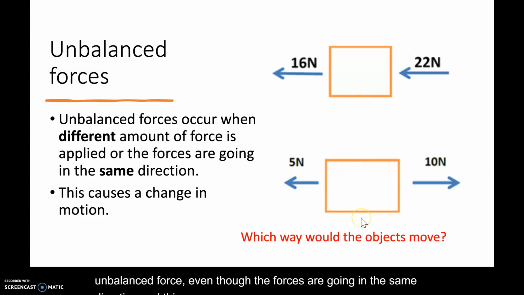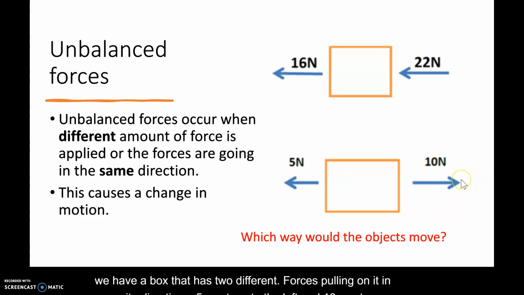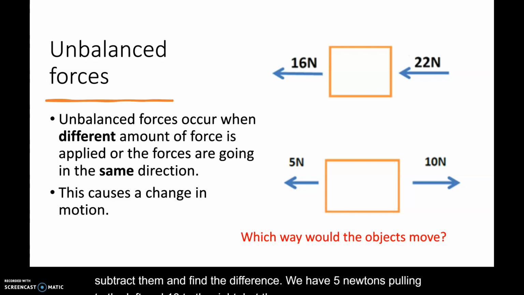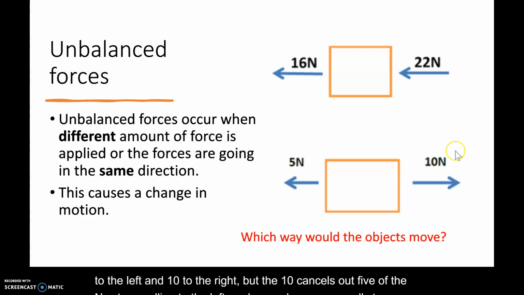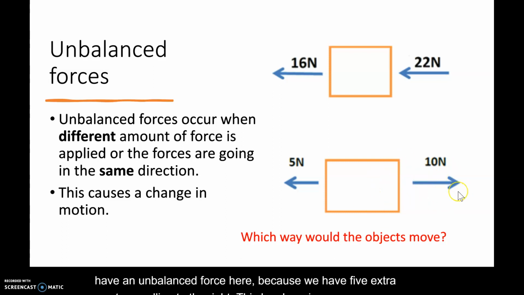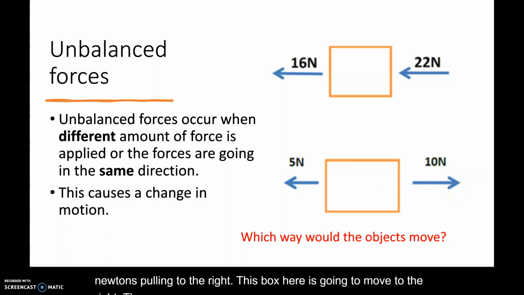In this second example here, we have a box that has two different forces pulling on it in opposite directions, 5 newtons to the left and 10 newtons to the right. When they're pulling in opposite directions, we have to subtract them and find the difference. We have 5 newtons pulling to the left and 10 to the right, but the 10 cancels out 5 of the newtons pulling to the left, and so we have an overall stronger force moving to the right. And because we have an unbalanced force here, with 5 extra newtons pulling to the right, this box is going to move to the right. These are both examples of unbalanced forces.